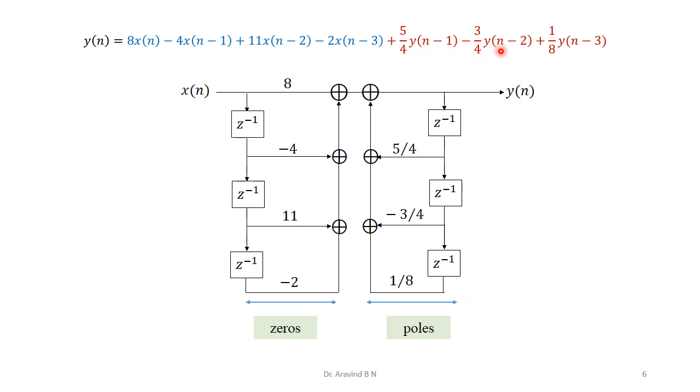And then y of n minus 2, the second delay element, multiplied by minus 3 by 4, so add it with the previous value. Then y of n minus 3, one more delay element has been added, so we get y of n minus 3 at this instant. Then multiply that with 1 by 8, and add it with its previous values. Now at this point the final y of n we are going to obtain. This is the direct form 1 realization.